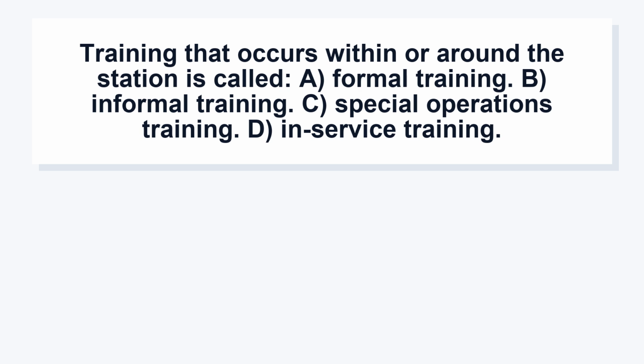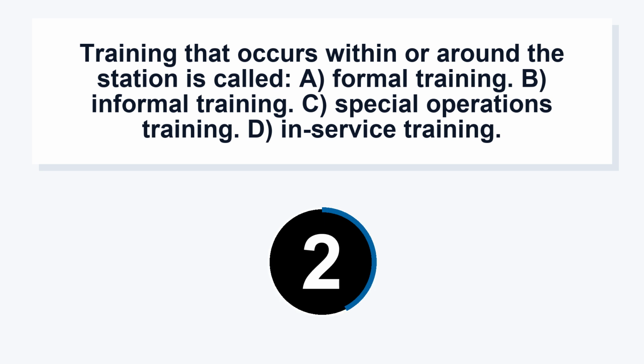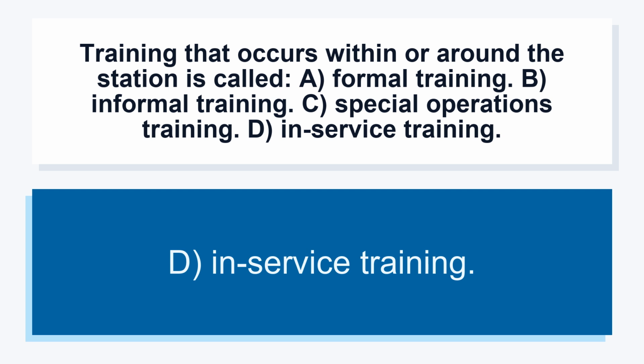Training that occurs within or around the station is called A. Formal training, B. Informal training, C. Special operations training, D. In-service training. D. In-service training.